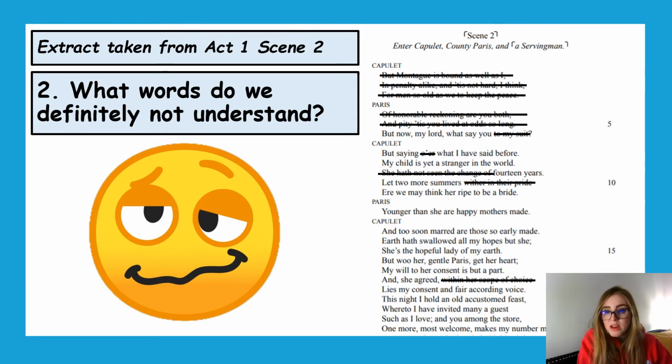But there are some really, really interesting bits here for us to look at. "She's the hopeful lady of my earth." So even if you can just zoom in on that word "hopeful", you've got some really good stuff to analyse, which is what we're going to focus on. Okay, so even though we've crossed out quite a bit, there's actually a lot here to analyse. We're going to have a look at an extract later on where we're going to look at even less. But even knowing these bits, you're more than capable of analysing it.